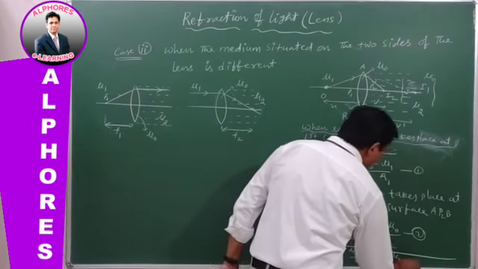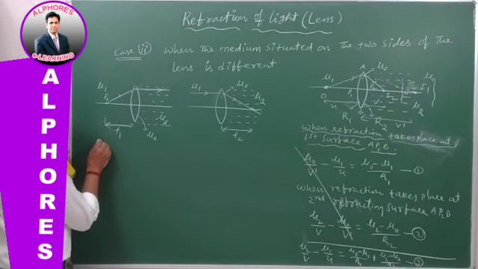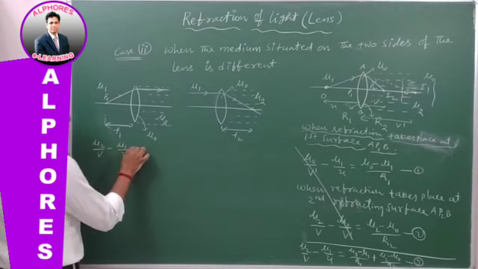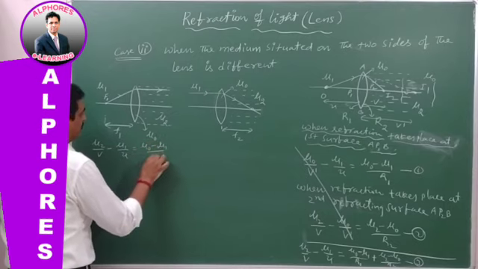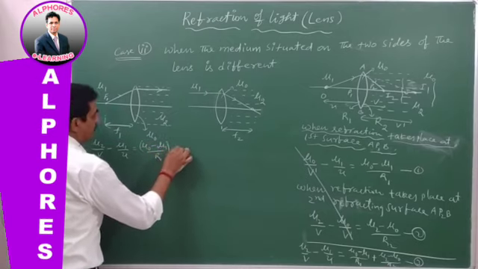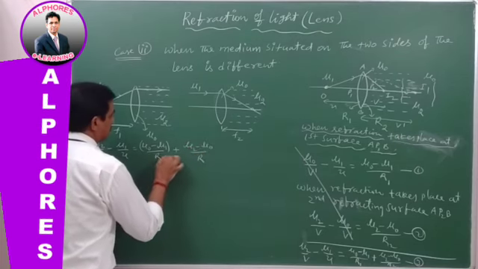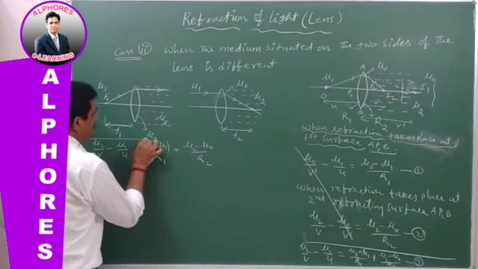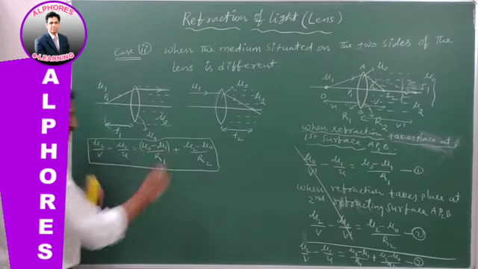This is the third equation once again here. Mu2 by V minus mu1 by U is equal to mu naught minus mu1 by R1 plus mu2 minus mu naught by R2. This is R1, this is R2. So this is the resultant formula after solving these two.